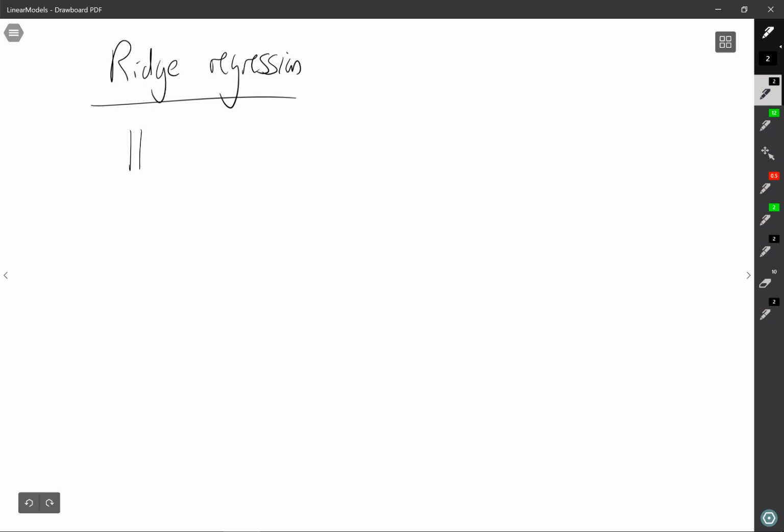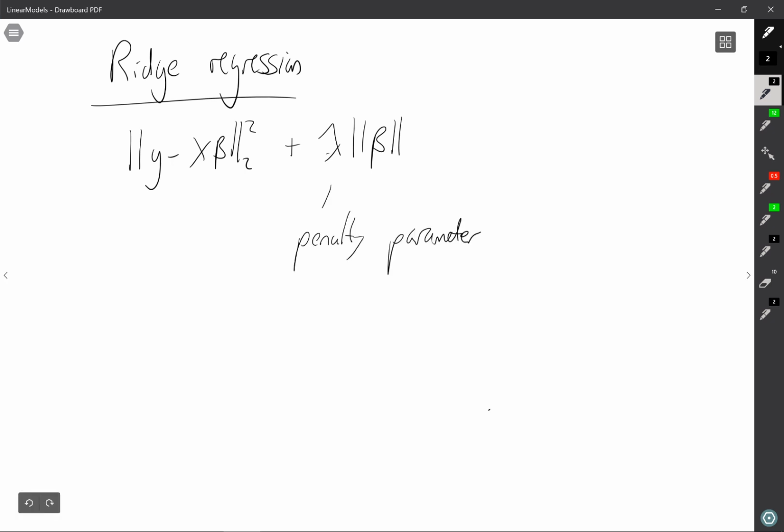Instead of minimizing the sum of squared errors, y minus x beta squared, we add a penalty term that penalizes the parameters that are too large. So we add a penalty term like this. The norm of beta here tells us something about the size of beta, and lambda controls the size of that penalty. So we've got a penalty parameter, and we're going to try to find the betas that minimize this expression.